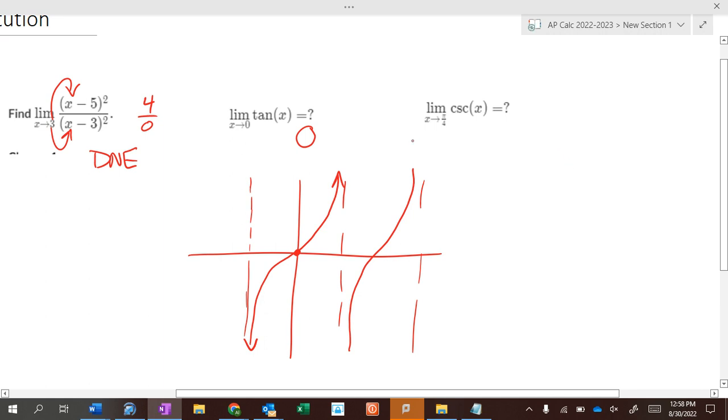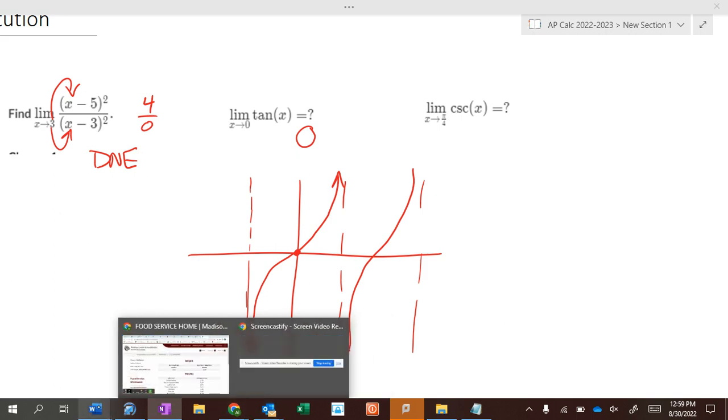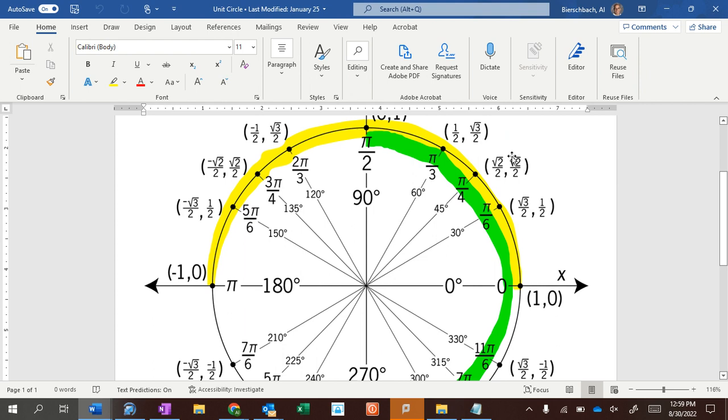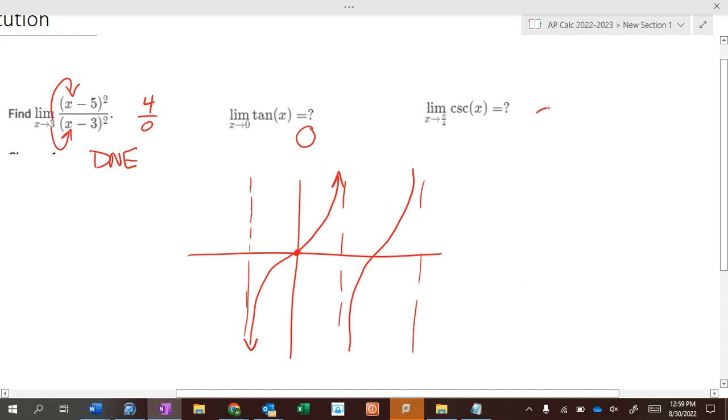So at pi over 4, what's the sine? Well, we go to our unit circle. Boom. At pi over 4, sine is the square root of 2 over 2. So cosecant is 2 over the square root of 2.